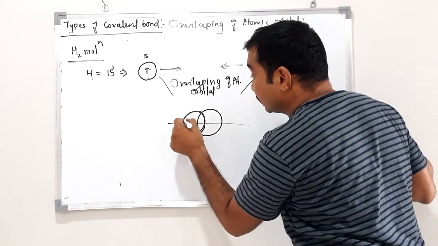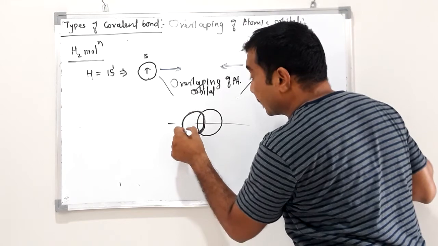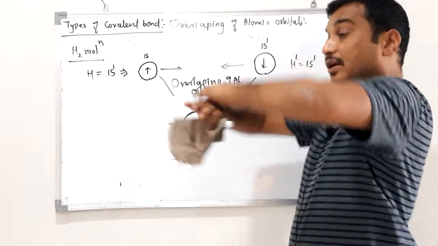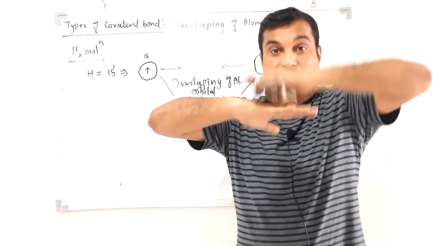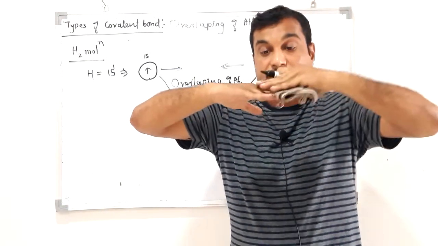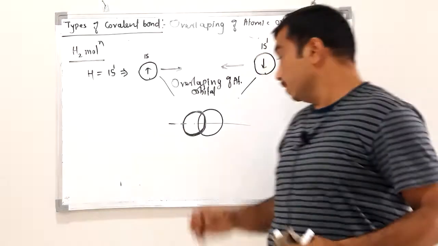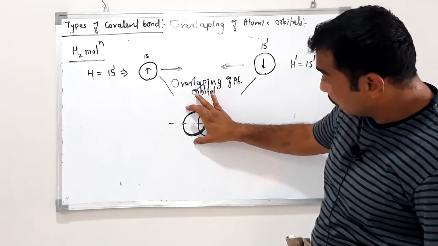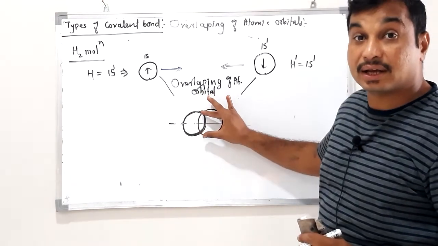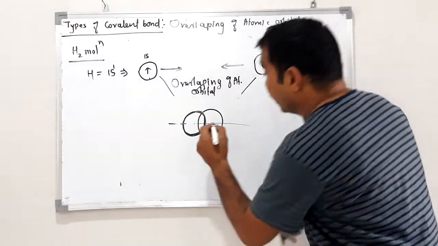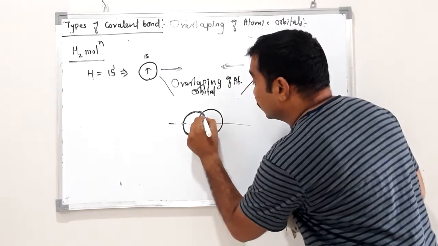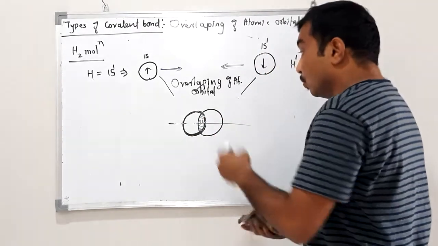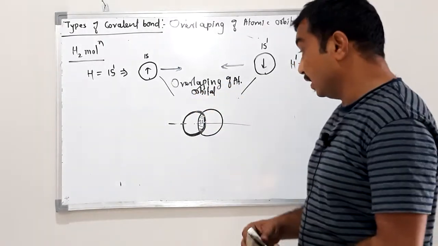Overlap means join, just building. They overlap axially one on another like this. So some common portion is there between them. This spherical orbital overlaps on the other. So this is the common area, and here the electrons are shared. So this is called overlapping of atomic orbitals.